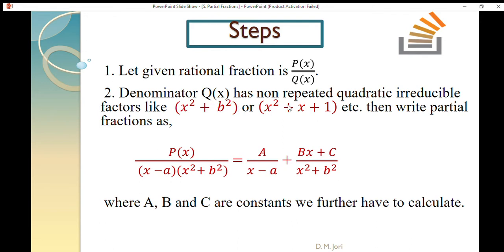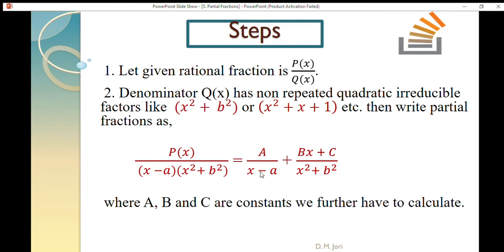So if this type of factor occurs in your denominator, then you can say it's a case 3 factor. Then you have to write the partial fractions as follows. This is your given rational fraction of the third case, in which the second factor, x square plus b square, is the factor of case 3 only. The first bracket is a case number 1 factor, which is non-repeated linear. So this is a case 1 factor, but this one is a case 3 factor. You have to write the partial fractions in this case this way.